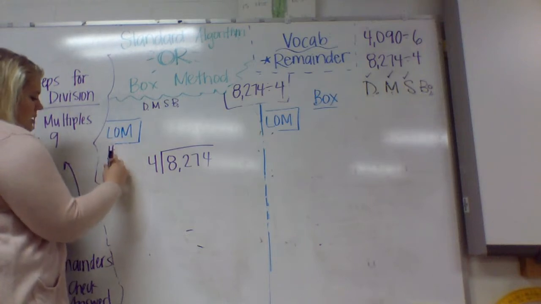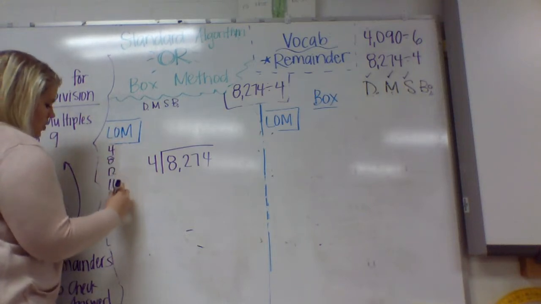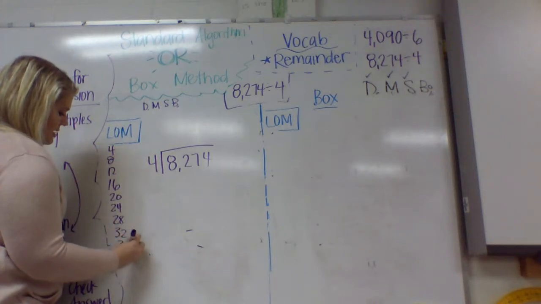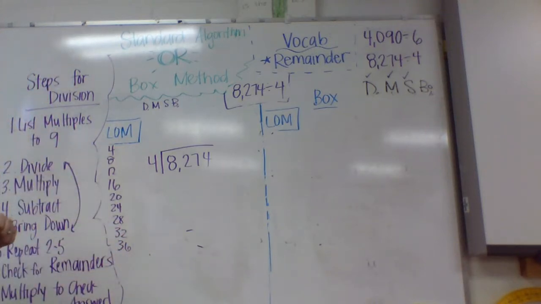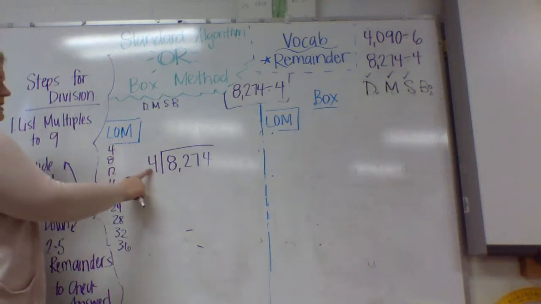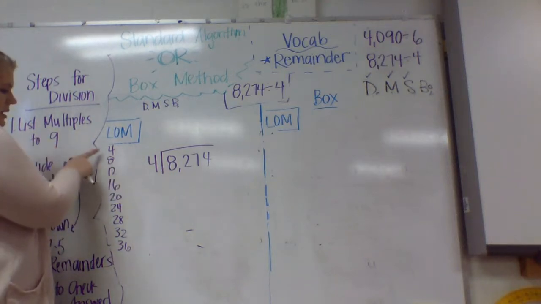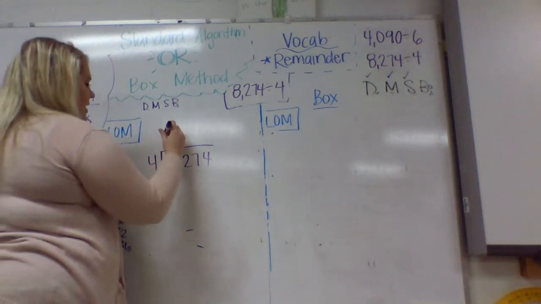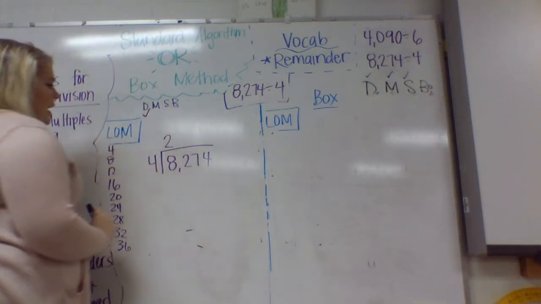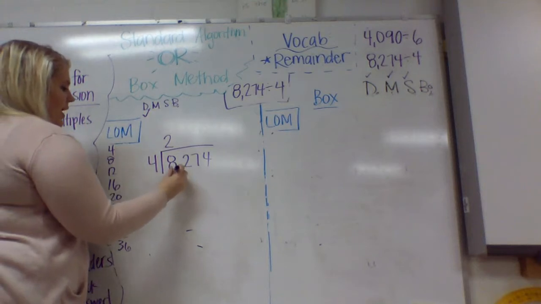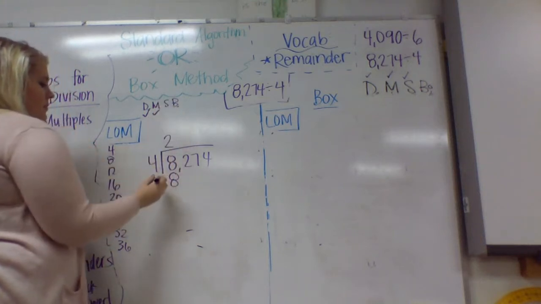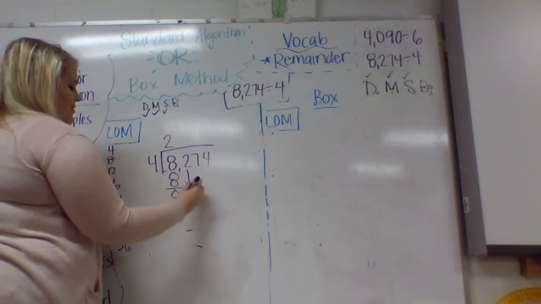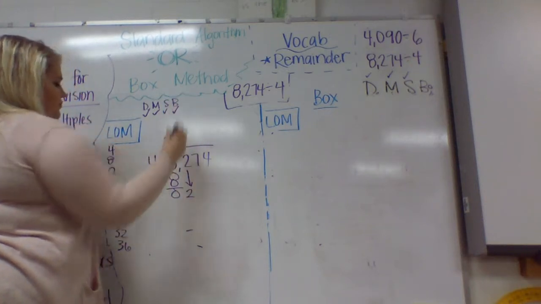4, 8, 12, 16, 20, 24, 28, 32, 36. Remember, you go to your 9th multiple. Now I'm going to divide. How many times can 4 go into 8? Well, 8's an exact multiple. So I know 4 can go into 8 exactly 2 times. 2 times 4 is 8. 8 minus 8 is 0. Now I have to bring down my 2.